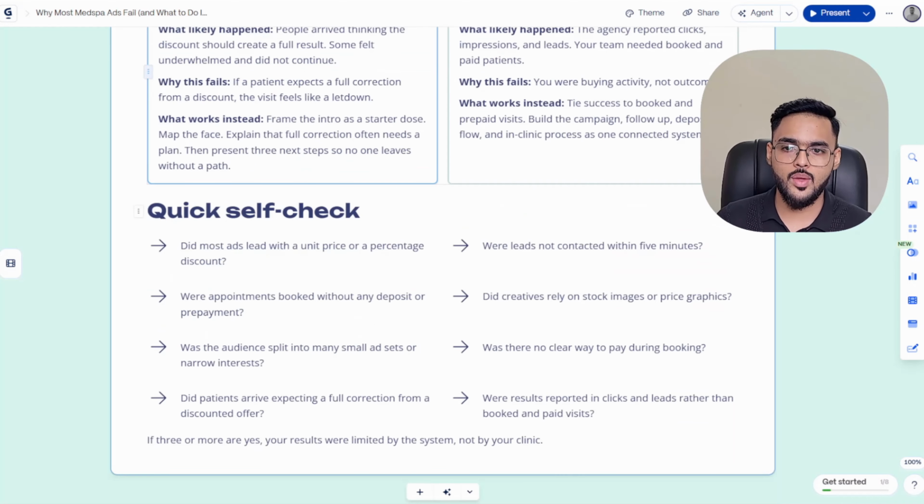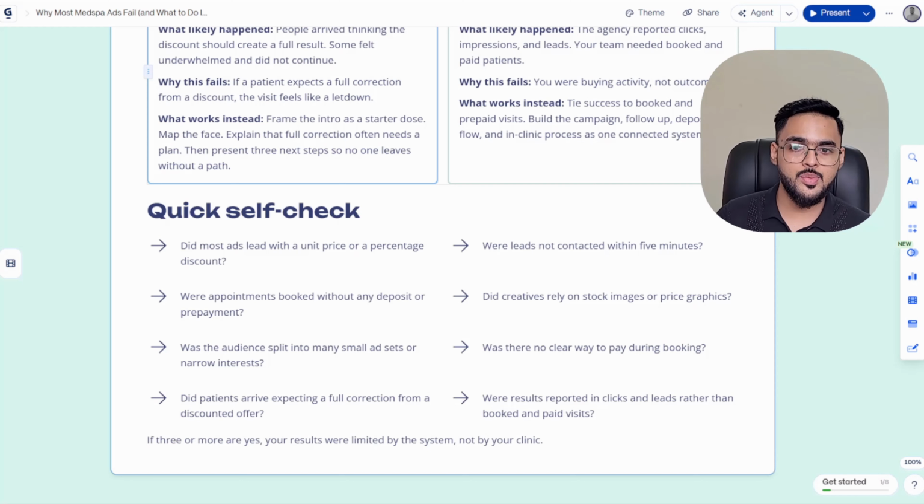So here is a quick self-check that you should do. Ask yourself these questions. Did most ads lead with a unit price or a percentage discount? Were leads not contacted within 5 minutes? Were appointments booked without any deposit or prepayment? Did creatives rely on stock images or price graphics instead of images of your clinic or you, or the type of quality content that you create?